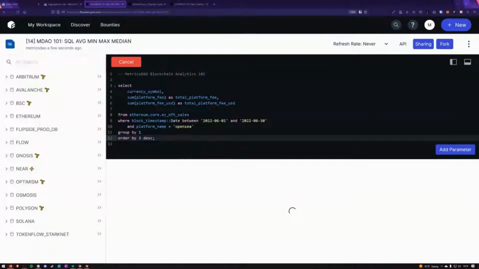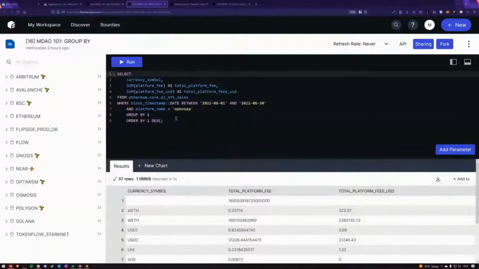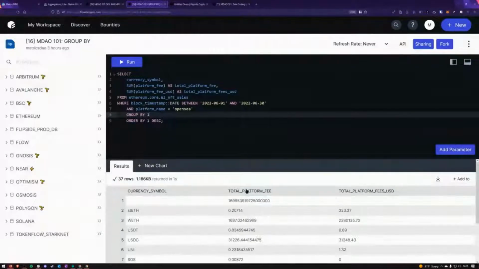Which is taking a little bit of time. So let's just pretend that ran. And it did, but I had done it in the past, so we don't have to wait. So now what we have is the same query that I just wrote out, where we're grouping by one, which is currency symbol. The three columns that we have are currency, total platform fee, and fees in US dollars, split out by whatever currency was used.